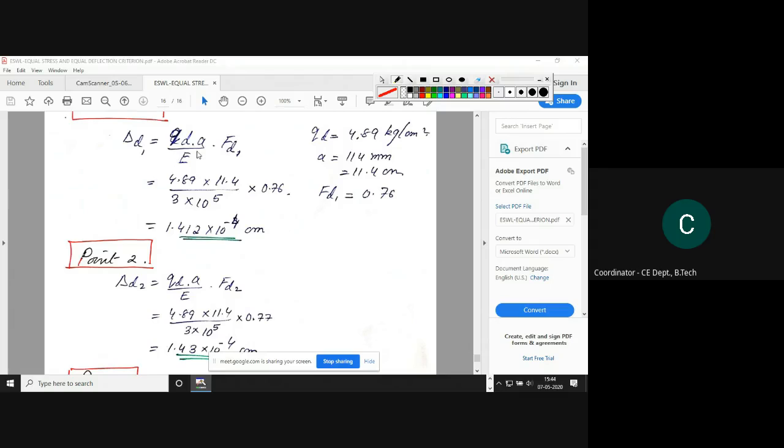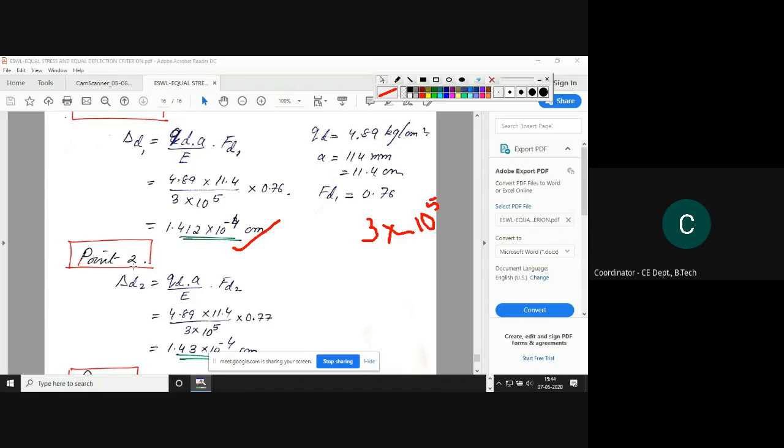Sometimes the E value may not be provided. At that time, we have to assume it as 3 into 10 to the power 5, with unit kg per centimeter square. That's why I've converted this QD into kg per centimeter. You have to keep in mind that if this is in kg per centimeter square, this will also be in kg per centimeter square only. But in our problem, they have given it in millimeter and in kilonewton, so we have to convert the units. Put every value here, and we will find for the first case that delta is this much.